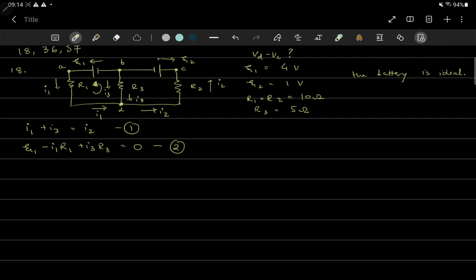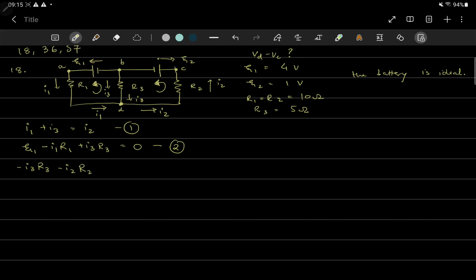Then you can do the same with the right hand loop. Over here we choose to do it counterclockwise again, in this direction. It's just convention. You do the same thing counterclockwise from the direction of B, so you go in this direction again. First you encounter I3, which is in the direction of our loop, so this will be minus I3 R3. Then you encounter the second resistor, which is in the direction of our loop as well, so you get minus I2 R2.